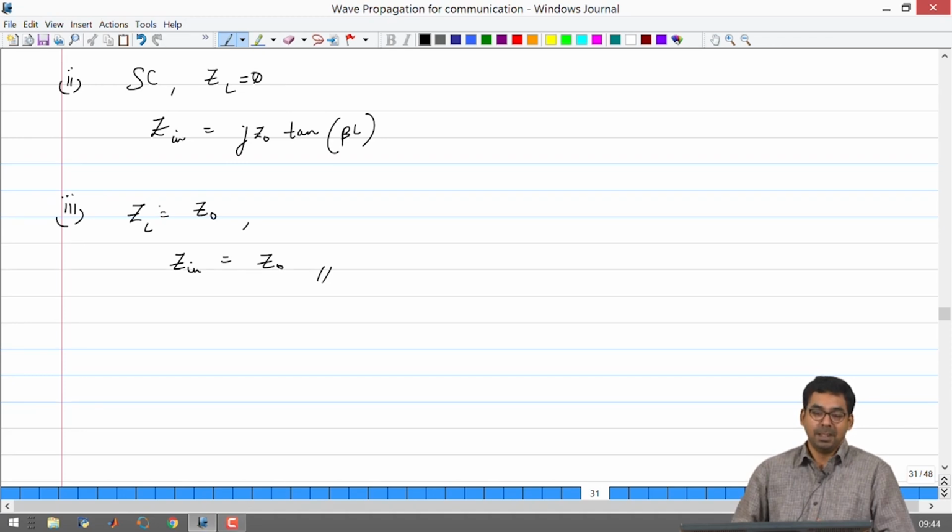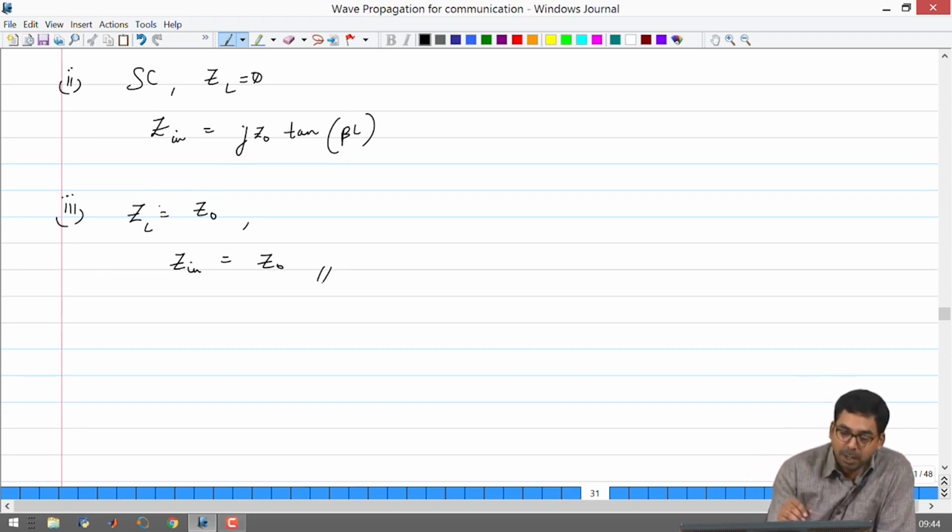ZL will be equal to Z naught, and the unit of Z naught is simply ohms, and it is square root of L divided by C in ohms. So, if you have a lossless transmission line, excited by an AC source, and if ZL is equal to Z naught, no matter what electrical length you take for your transmission line, at the input side you will measure only Z naught.